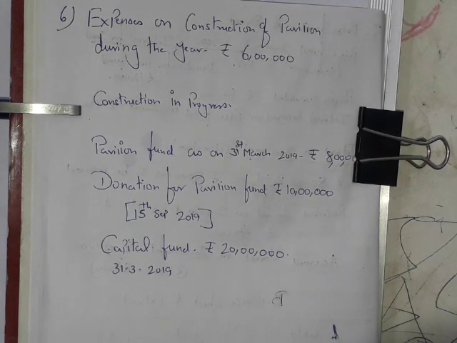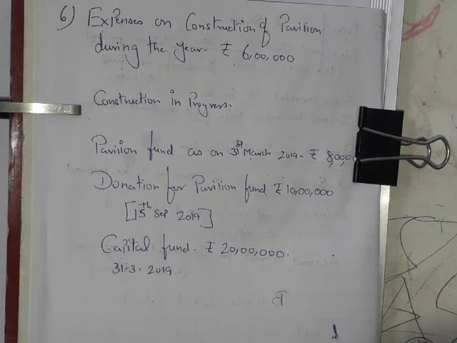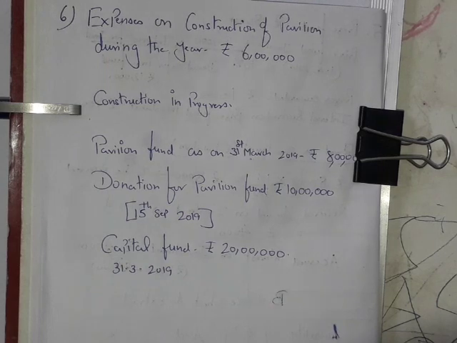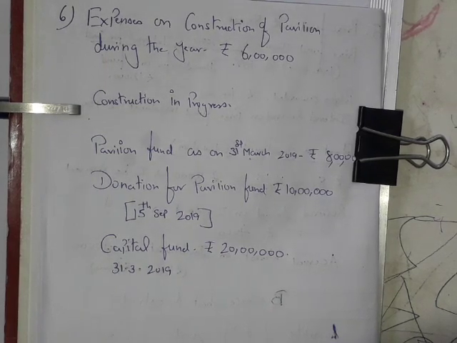Now as I said, this pavilion is an asset. So you should take it up to the asset side of your balance sheet also. You should record it as pavilion in progress. So how will you record it? In the asset side of the balance sheet as pavilion in progress.